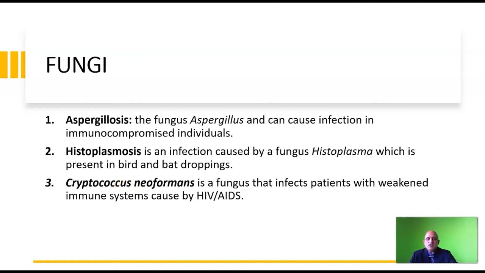Fungi, which can cause harm to healthy human subjects, include Aspergillus, Histoplasma, and Cryptococcus neoformans. Aspergillosis is a condition which is associated with immunocompromised individuals. Inhalation of the spores produced by Aspergillus can cause infections in the lungs. Histoplasmosis is rare. However, the fungus Histoplasma is associated with bird and bat droppings, and coming into contact with these droppings can result in the transmission of this particular fungus.